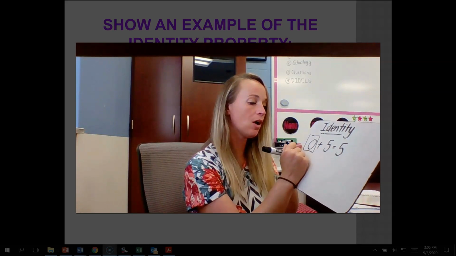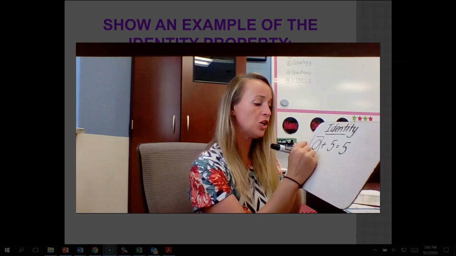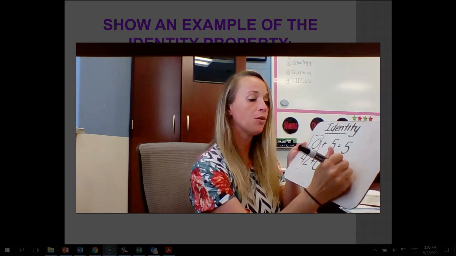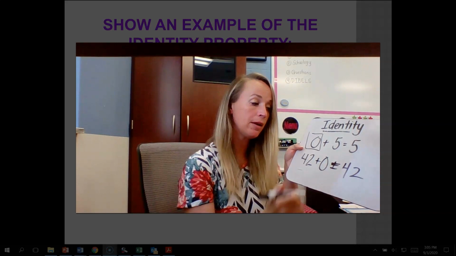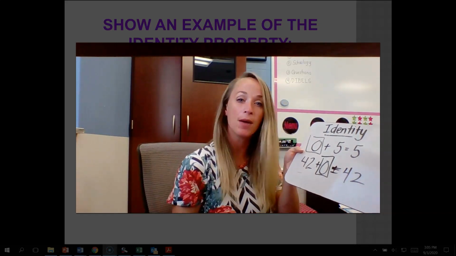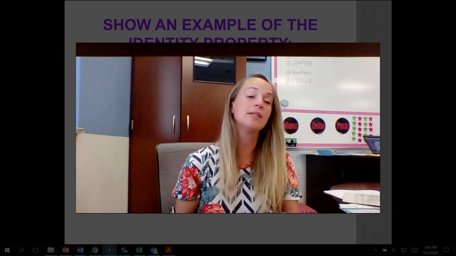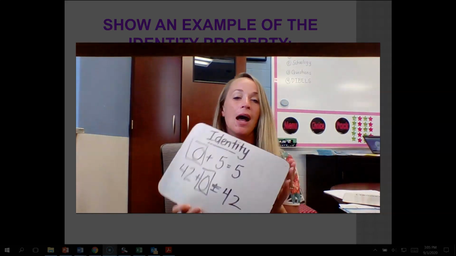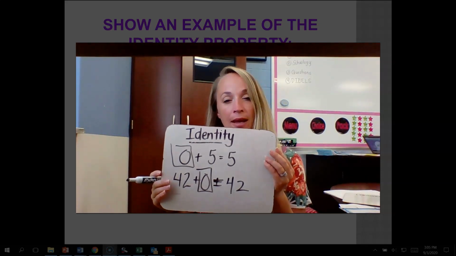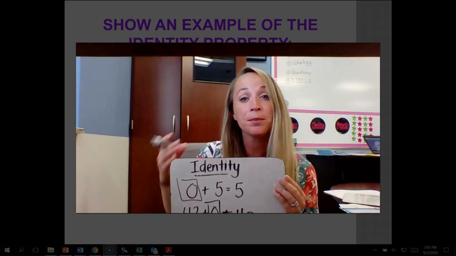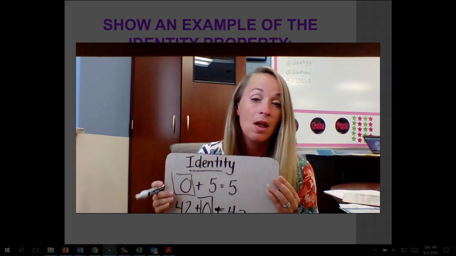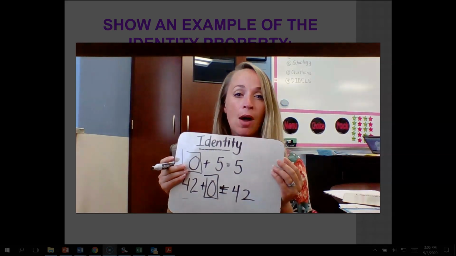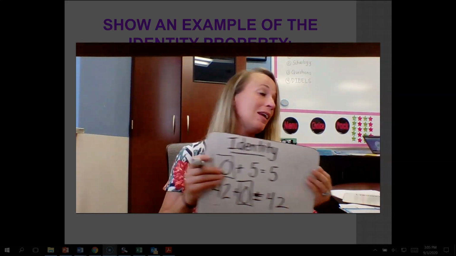Or I could move the 0. Maybe I do 42 plus 0 equals 42. That's also the identity property because it has a 0 in it. So any place that you put a 0, it becomes the identity property. So quick review. Identity property has a 0 in it. It could be 1,000 plus 0 equals 1,000, or it could be 0 plus 1 equals 1. Anytime you have a 0, you have the identity property.